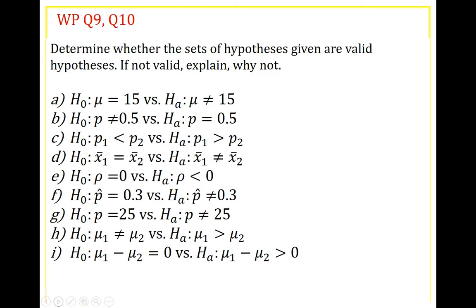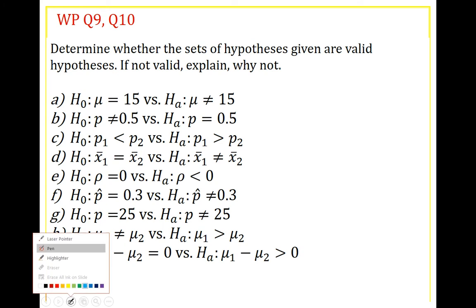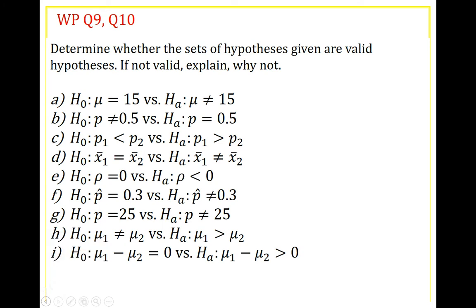It says determine whether the set of hypotheses given are valid hypotheses or not. All right, well, let's look down through these. First of all, I'm going to give you a way to eliminate a whole bunch of these. First ones, and I'm going to change over to red because red is bad for this. I'm going to look for anything in the null hypothesis, the H sub O, that does not have an equal sign, and I am going to get rid of it. First one, gone, because of not equal in H sub O.